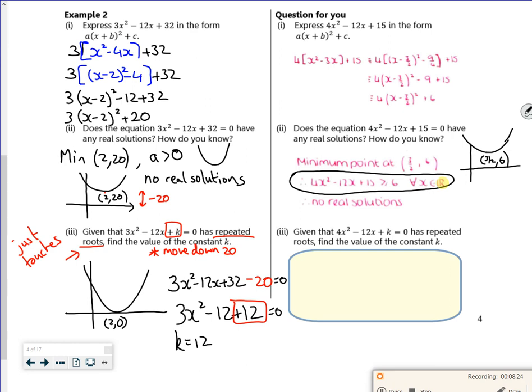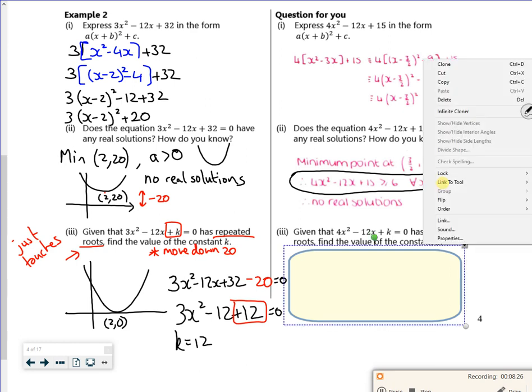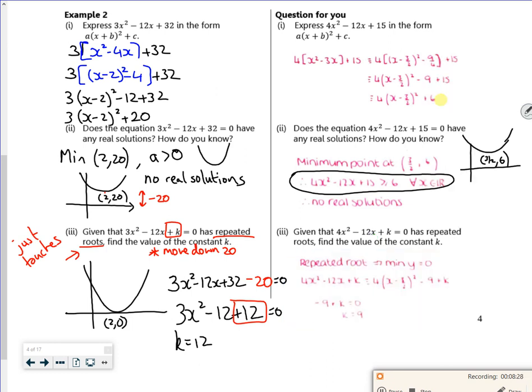And then this one, I think they did it ever so slightly different to me as well, but it's the same idea. So you just see how much do I need to move it down by? I need to move it down by 6. So I'll just take 6 off the 15. That's all. Just taking 6 off that 15 to move it down. Because my k is 9. If you can read it.